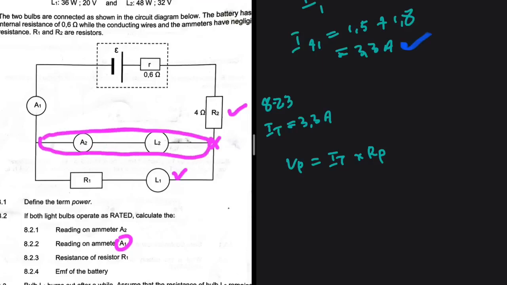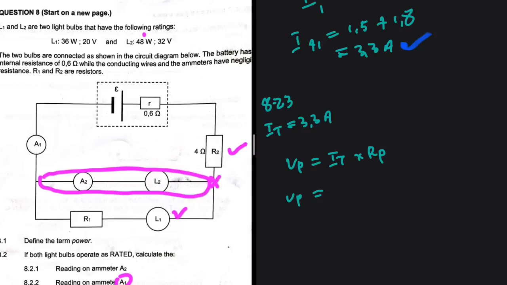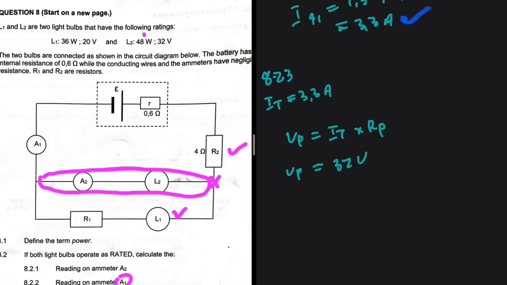Because think about it, we say that in series there are different potential differences, right? That's in series, but in parallel the potential difference is the same and the current differs. So VP can also be equal to the voltage that is dissipated by L2. It is equal to 32 volts, right? So the voltage across this path, let's call this path X, and the voltage dissipated across the path Y, they should be the same, right?